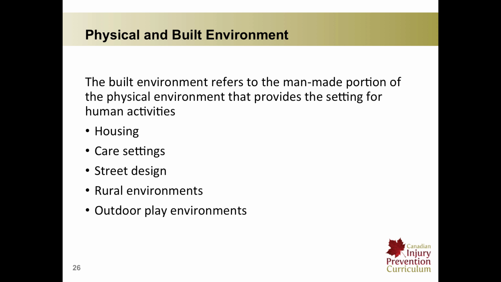Now let's talk about physical and built environments. The built environment refers to the man-made portion of the physical environment that provides the setting for human activities. It includes urban form, physical road infrastructure, land use patterns, and transportation systems. The built environment is also frequently referred to as the physical environment, or urban form. The built environment is a common risk factor that affects many health-related outcomes, including the risk of injury. Modifying the built environment can help to prevent many types of injury, including falls, drowning, and motor vehicle collisions.